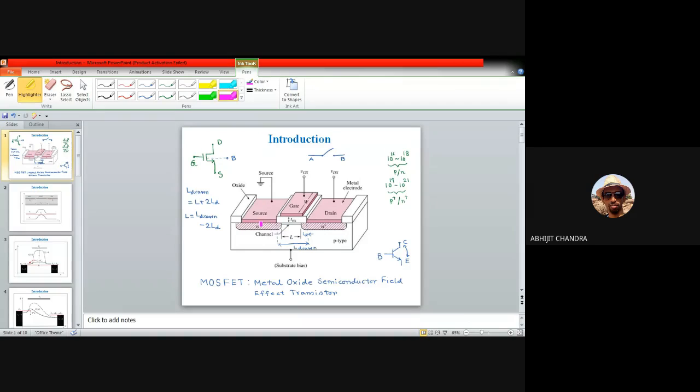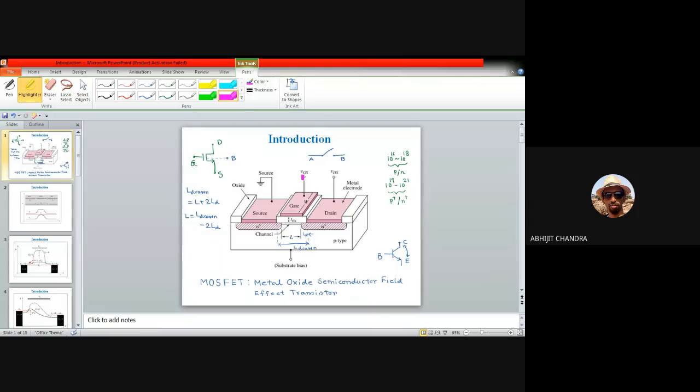Here our job is to create a channel. Whenever there is no channel, you understand that the device will operate as an off switch. If all the potentials are zero, that means VDS equal to zero and VGS equal to zero, then although there are plenty of electrons on this side and plenty of electrons on this side, they are not connected. As a matter of fact, there is no channel. No channel will exist under normal condition if you do not apply any voltage over here, so the device will be off.